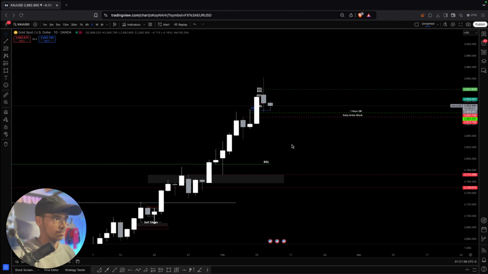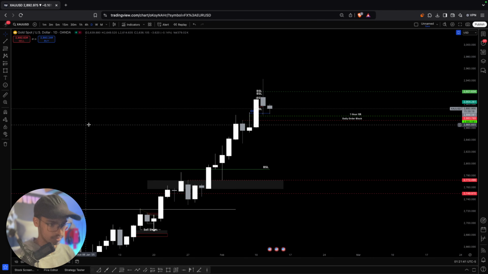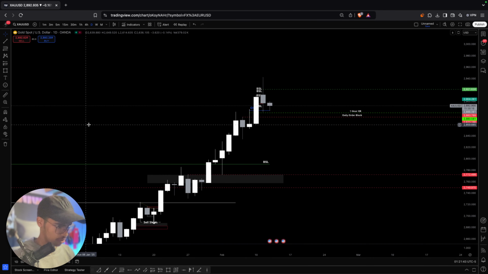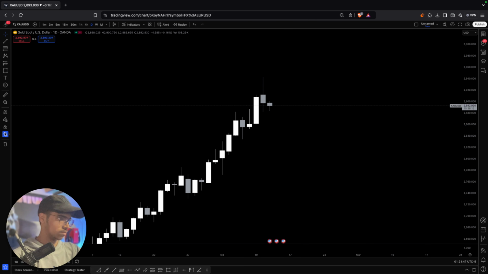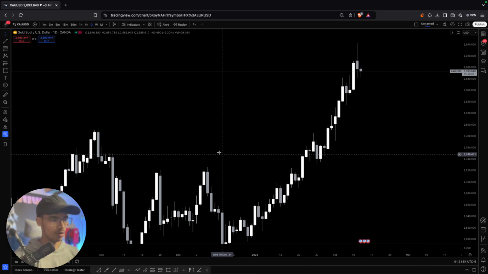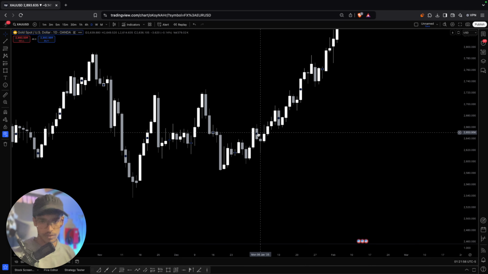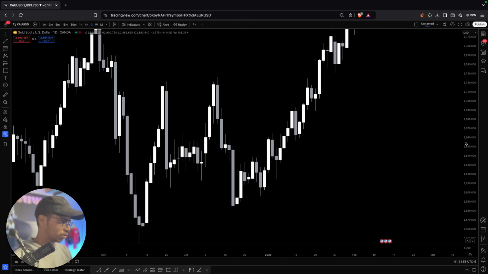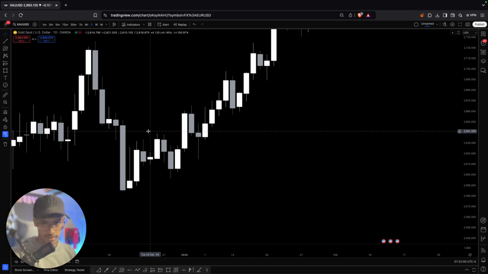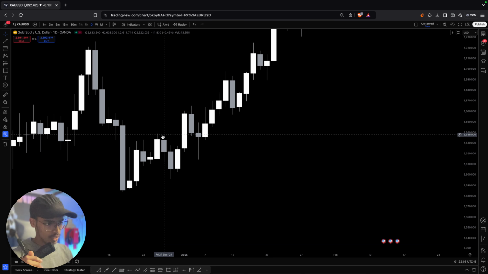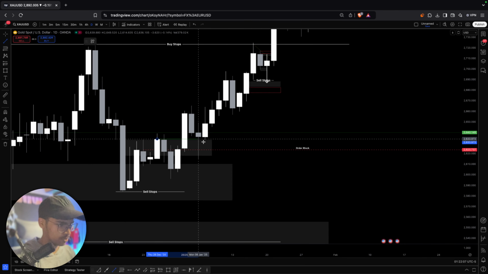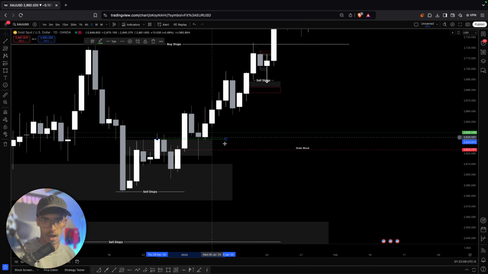So this is the daily chart of gold, and gold has been rallying. One particular thing I want you to notice is that gold is respecting order blocks. Look at these down close candles. Can you see how well gold is respecting the order block?